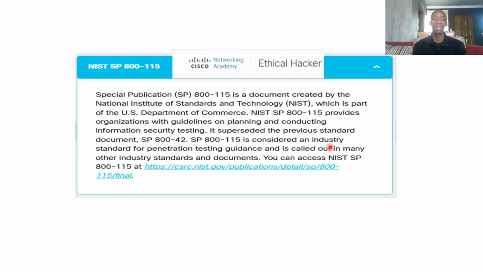Now, another one we do have is the NIST SP 800-115. This is a document created by the National Institute of Standards and Technology, which is part of the US Department of Commerce. This document provides organizations with guidelines on planning and conducting information security testing.